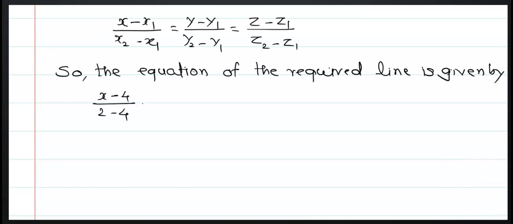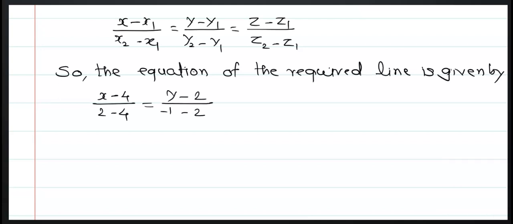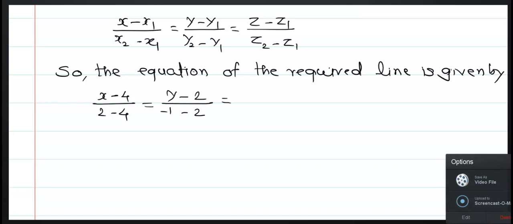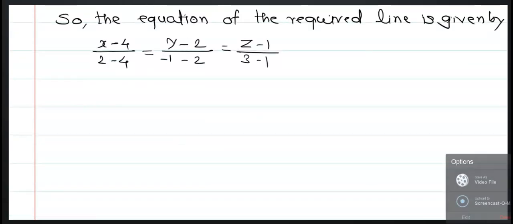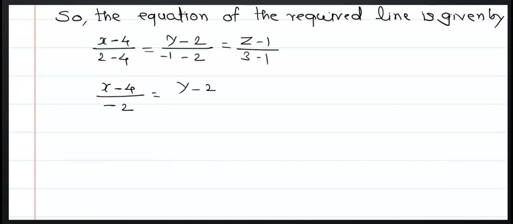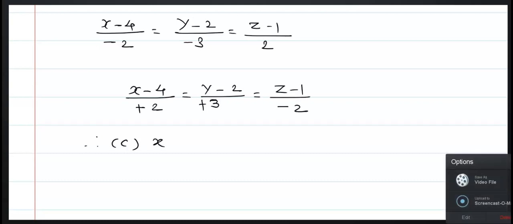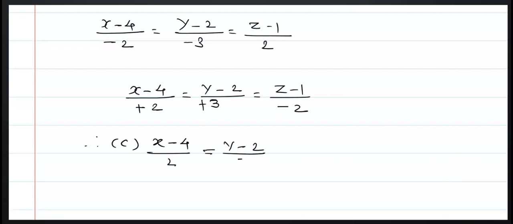We substitute, that is (x minus 4) upon (2 minus 4), (y minus 2) upon (minus 1 minus 2), and last is (z minus 1) upon (3 minus 1). (x minus 4) upon minus 2 is equal to (y minus 2) upon minus 3 is equal to (z minus 1) upon 2, and evaluate this. That is (x minus 4) upon 3, (y minus 2) upon 3, (z minus 1) upon minus 2, and hence option C is the correct one.